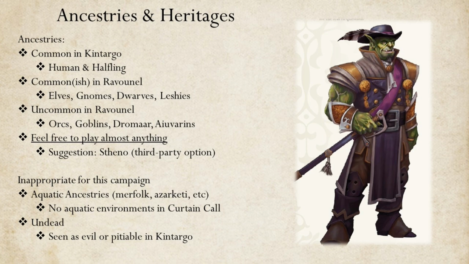There are, however, some ancestries which are poor choices for this campaign. Aquatic ancestries, like the Azarketi or the merfolk, will struggle in this AP, as very few encounters or challenges will present opportunities for their water-based skills to be relevant. They might not face specific challenges, but they also won't have many chances for their natural talents to shine.